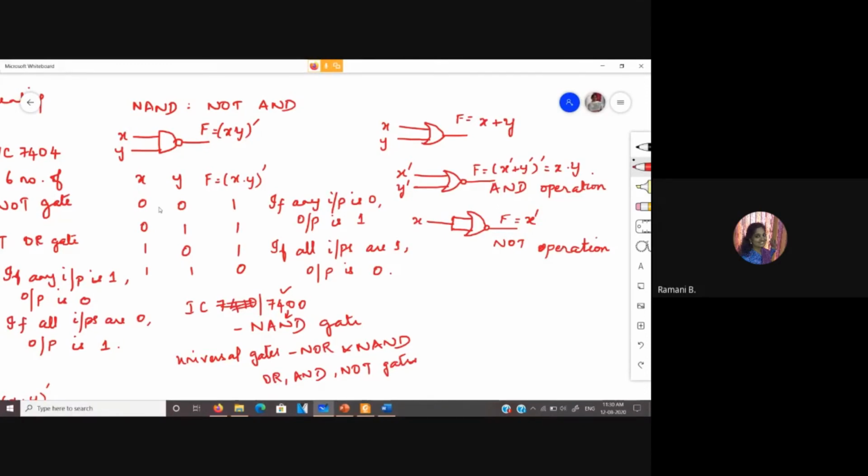And for this one, after performing the NOR operation, I invert this. So this is x, y. Here I will be having x plus y the whole bar, and this will be x plus y, which is OR operation.